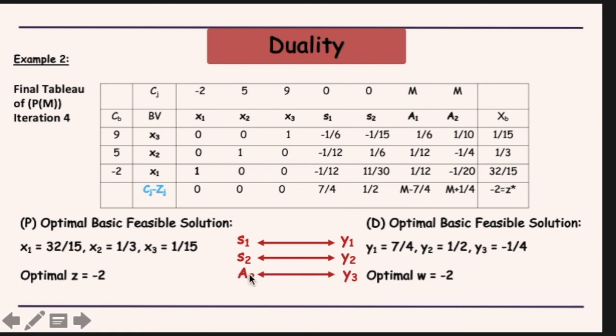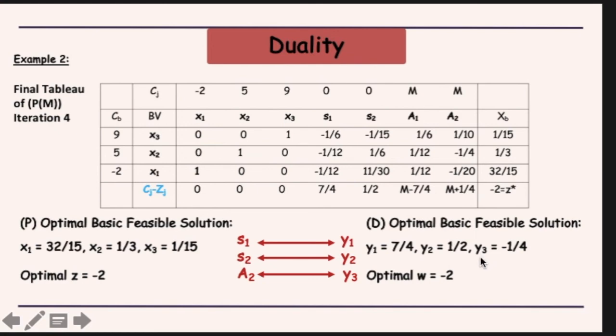Now Y3 corresponds to the artificial variable A2. So let us look at Cj minus Zj for A2. It is M plus 1 by 4. Now for this, what do we have to do? We have to just ignore the M term. So we will just remove this term, and the remaining portion we are going to take the negative of. So we are going to take minus 1 by 4 here. Okay. So we are going to take Cj minus Zj of the artificial, remove the M term, and then take the negative of the remaining expression, which comes out to be minus 1 by 4 in this case, and that is the value of the dual variable y3.